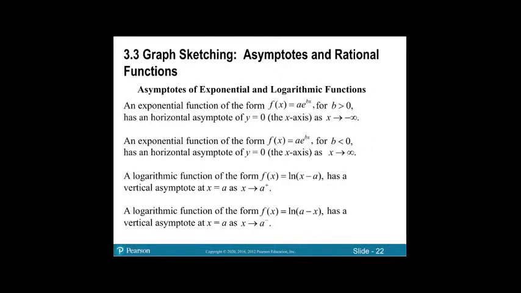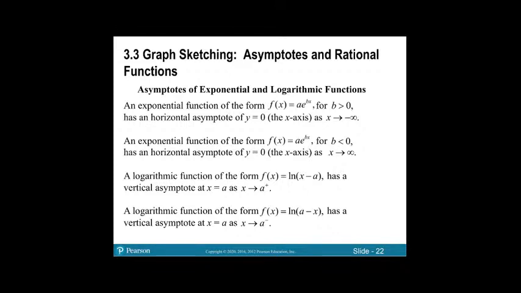Now we want to take these notions of finding asymptotes, the vertical, the horizontal, and the slant, and incorporate them into our curve sketching, right? Graph sketching. So it says asymptotes of exponential and log functions. An exponential function of the form a times e to the bx, where b is positive, has a horizontal asymptote y equals 0, which is the x-axis, as x goes off to negative infinity.